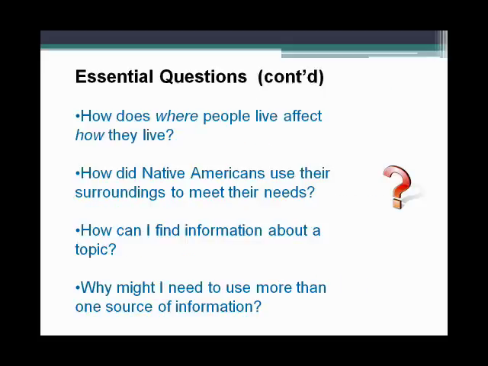How does where people live affect how they live? How did the Native Americans use their surroundings to meet their needs? How can I find information about a topic? Why might I need to use more than one source of information? Throughout our unit, when we're completing our lessons and activities, we'll be discussing answers to these questions.